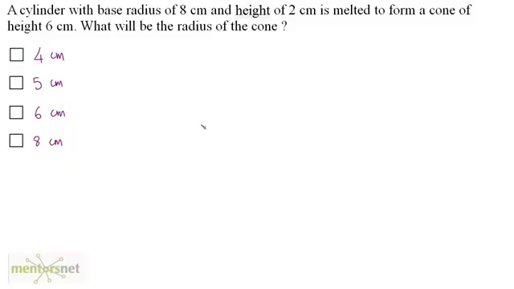A cylinder with base radius of 8 cm and height of 2 cm is melted to form a cone of height 6 cm. What will be the radius of the cone?